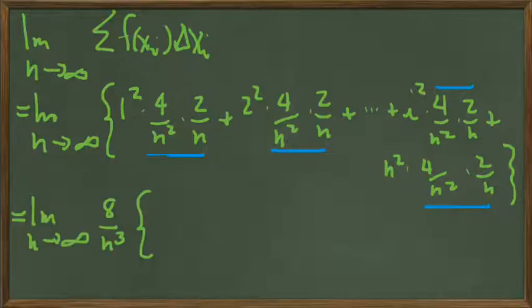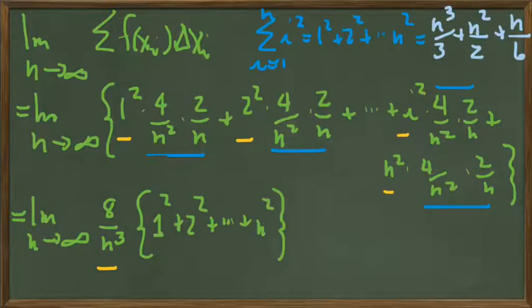When we factor the 4 over n squared times 2 over n, which multiplied together is 8 over n cubed, out of every term, what remains in this term is a 1 squared, and this term is a 2 squared, and this term is an i squared, and this term is an n squared, and so that is this. So that sum, 1 squared plus 2 squared plus dot dot dot n squared, we've written up here in its summation notation.